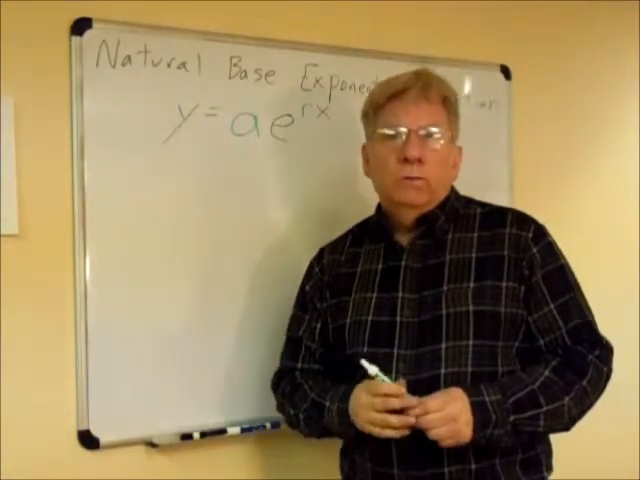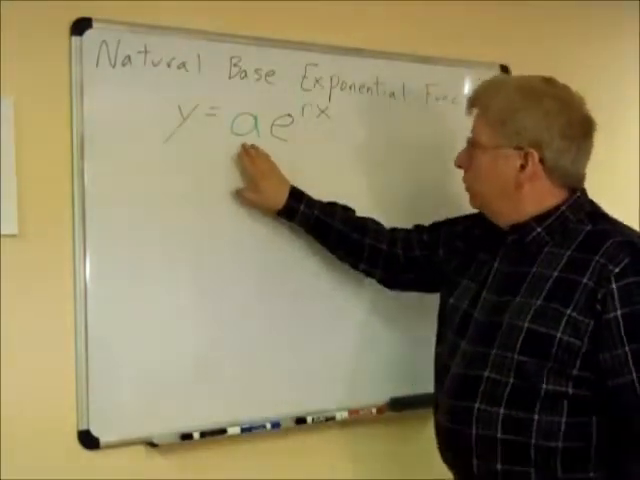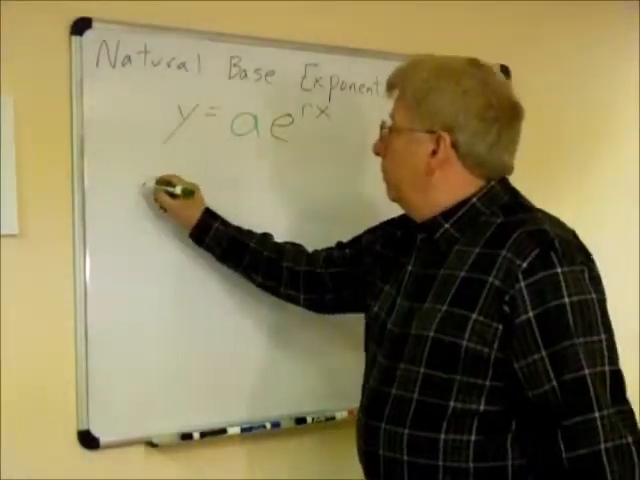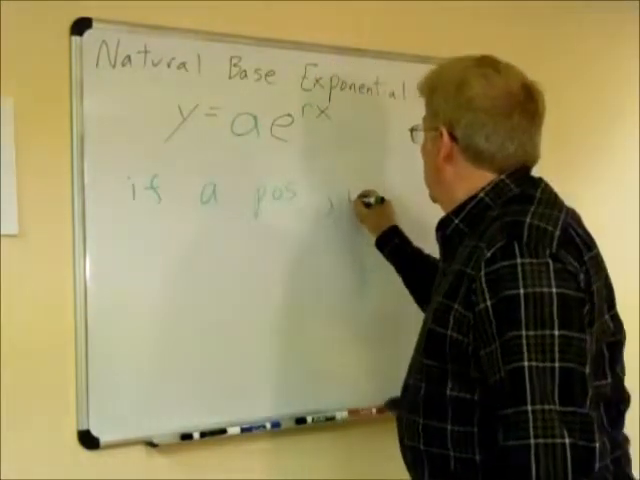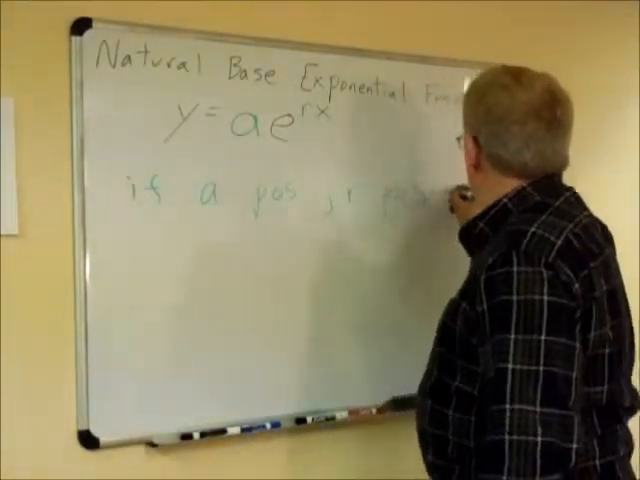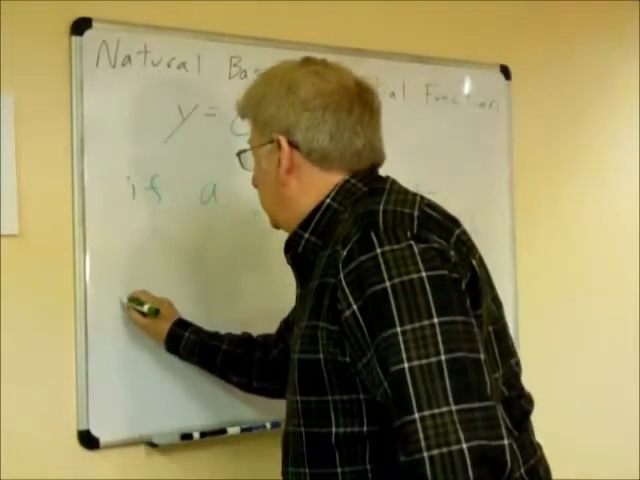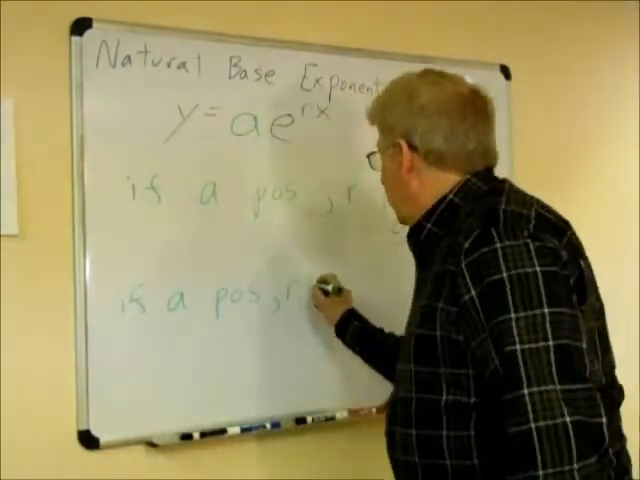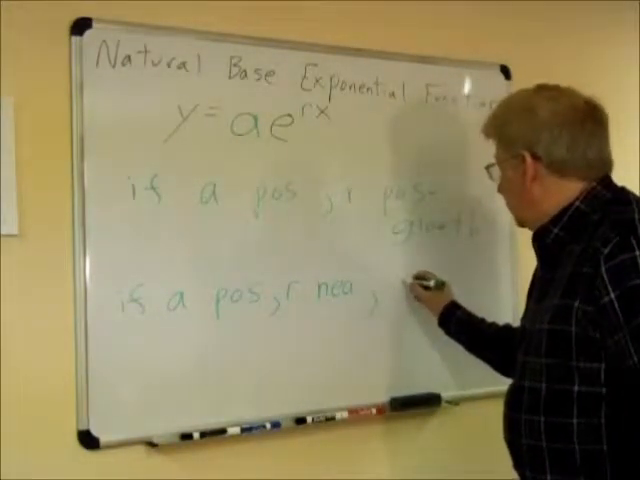Another topic for natural base would be the natural base exponential function. It would take the form of a e to the rx. If a is positive and r is positive, then we have a growth function, exponential growth. If a is positive and r is negative, we have a decay, exponential decay function.